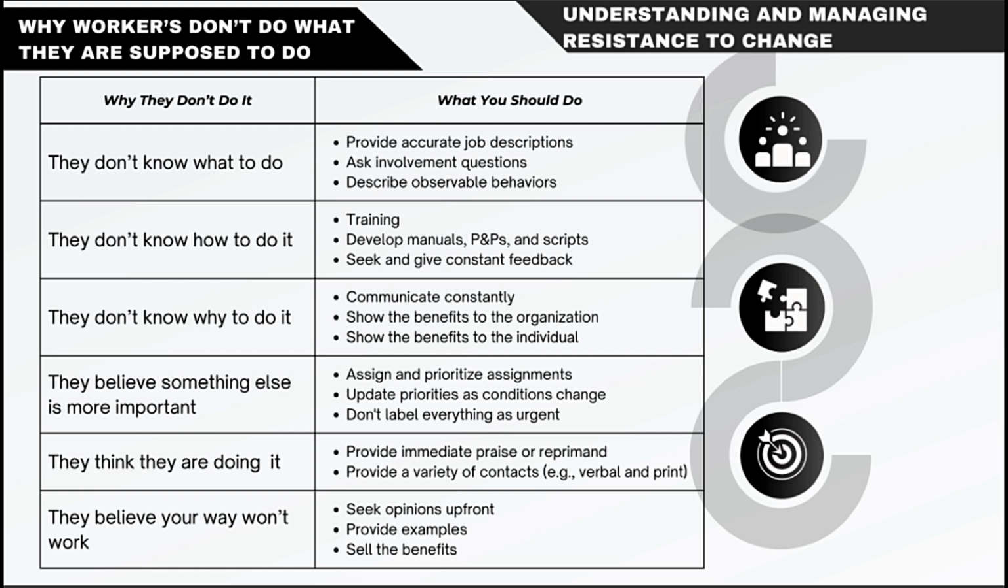This multifaceted approach helps ensure that employees have a clear understanding of their responsibilities and performance expectations. Number 6 is when workers believe that your proposed method won't work. It is essential to address their concerns proactively.